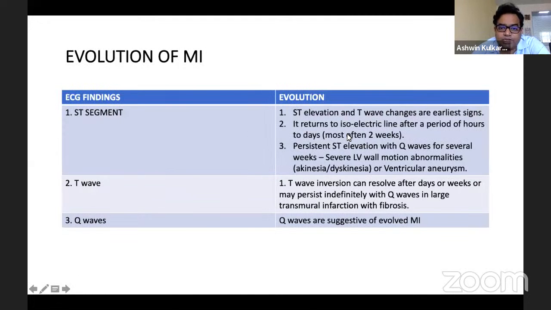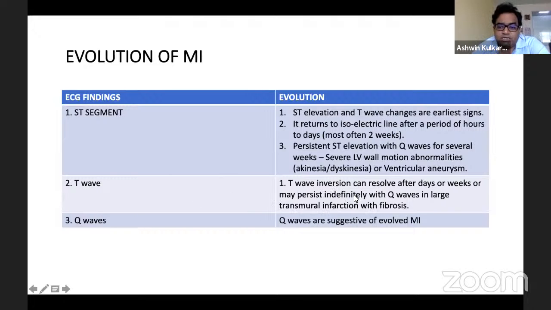So ST segment, as I mentioned, elevation and T wave changes. The point here I want to make is if there is a persistent ST elevation with Q waves, even after a few weeks, and you still see the ST segment is not coming down, this indicates that there is a severe left wall akinesia or an akinetic segment or a dyskinetic area of myocardium, which can cause persistent ST segment elevation, or also ventricular aneurysms. So these aneurysms where the ventricle wall becomes dilated, that also can cause ST segment elevation.